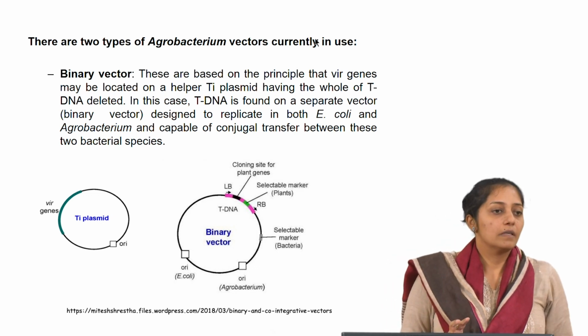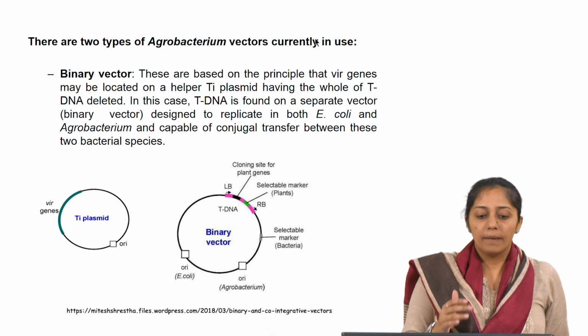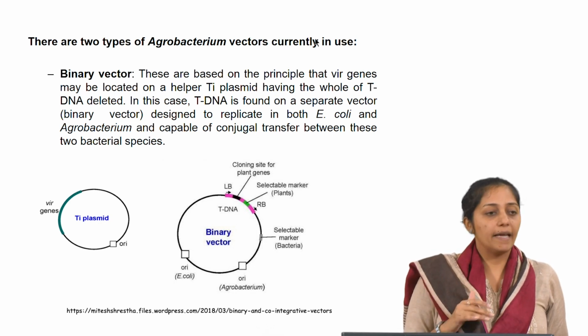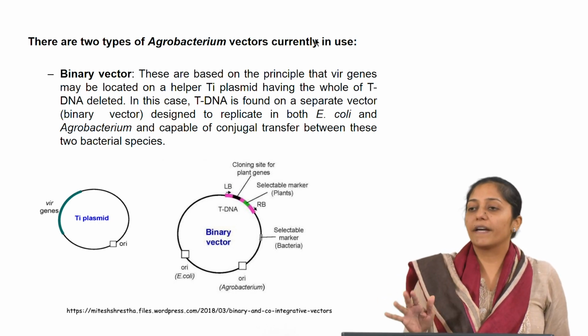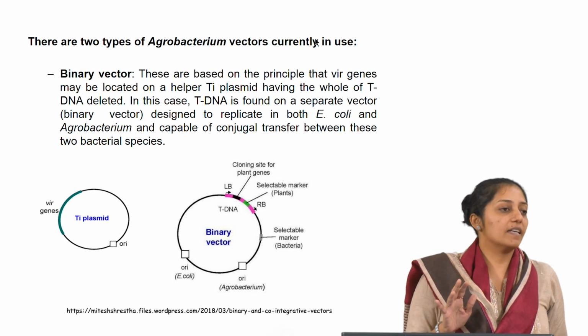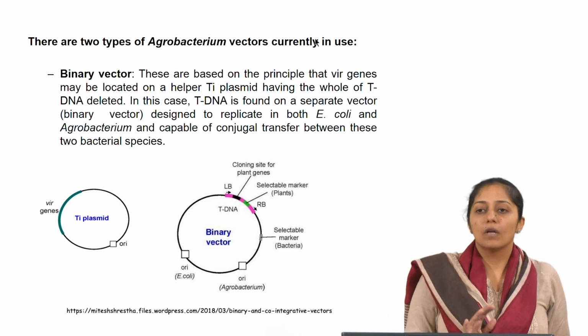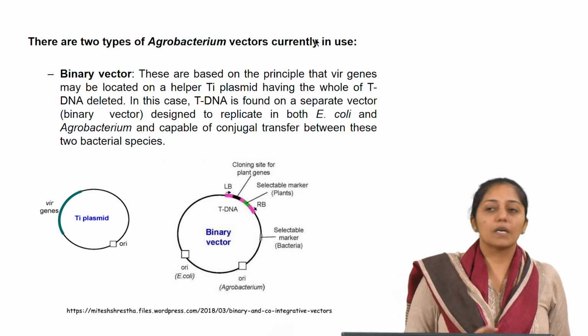I'll stop here. There are other kinds of vectors also present, called intermediate and helper vectors, but generally you will find in literature the success rate is very high with binary vectors. So most of these transformations are done using binary vectors.